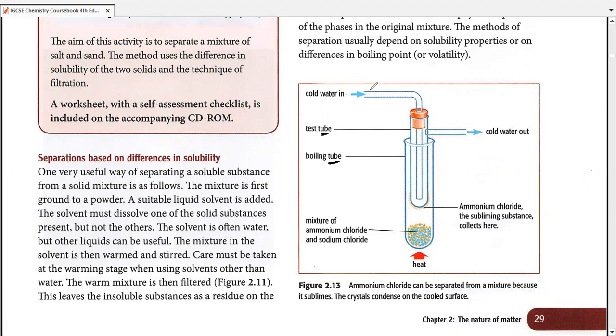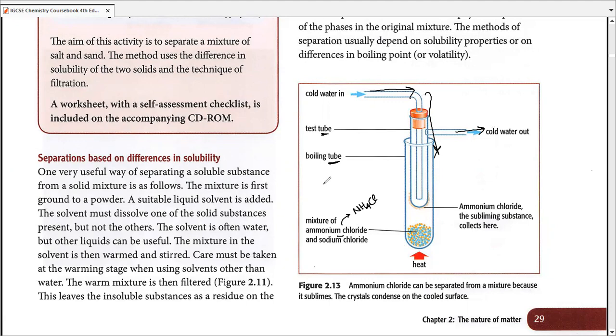All right. So cold water comes in from this end of the delivery tube and goes all the way in. When it is filled up, it goes right out the other way. So we have an inlet and outlet for cold water in the test tube. Cold water never goes to the boiling tube. It stays in the test tube all the time. All right. The mixture we have at the bottom is ammonium chloride, the formula for which is NH4Cl.